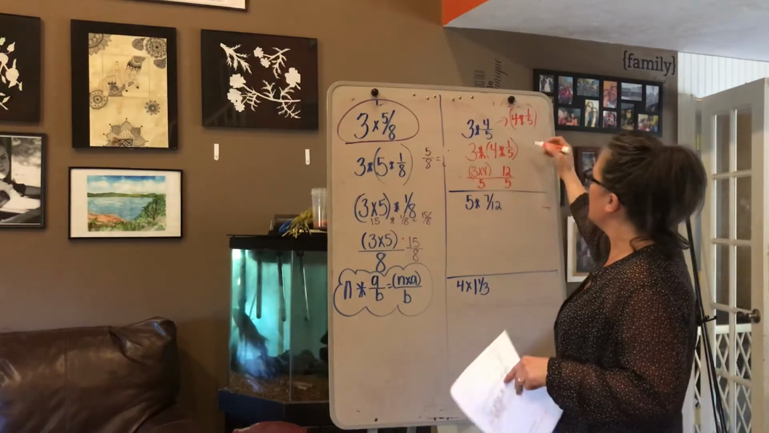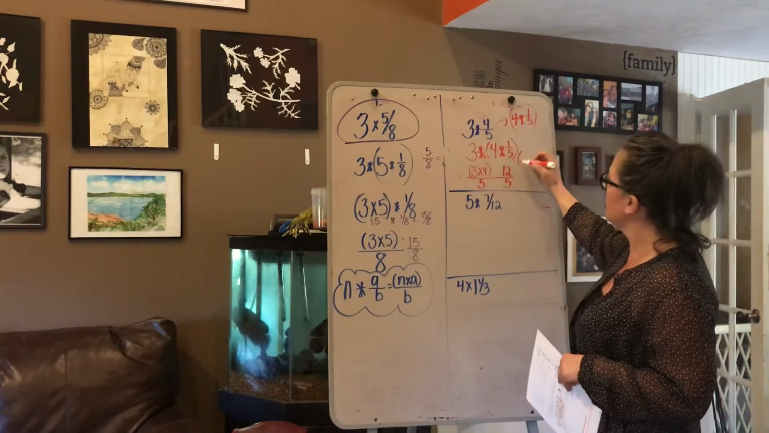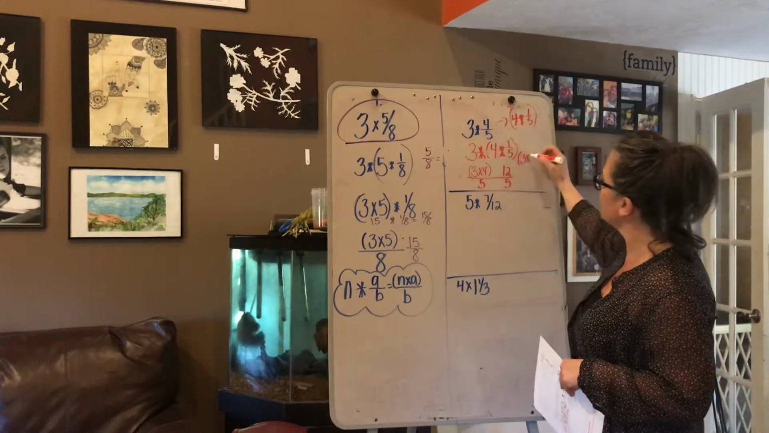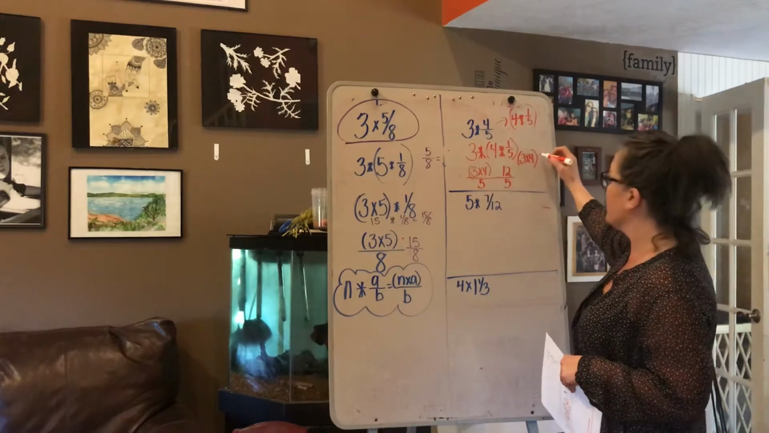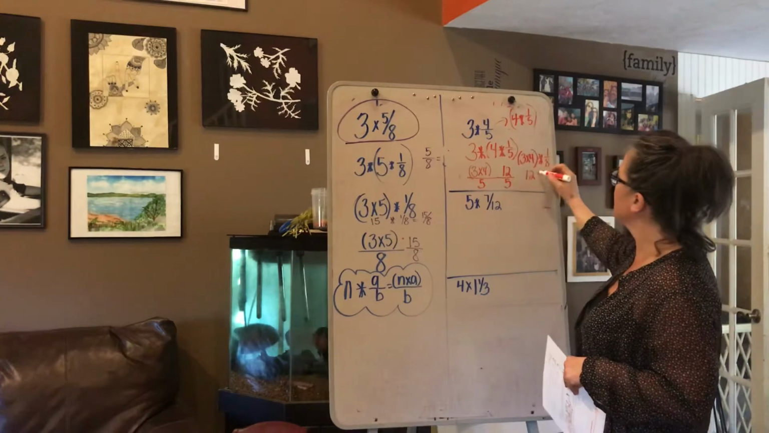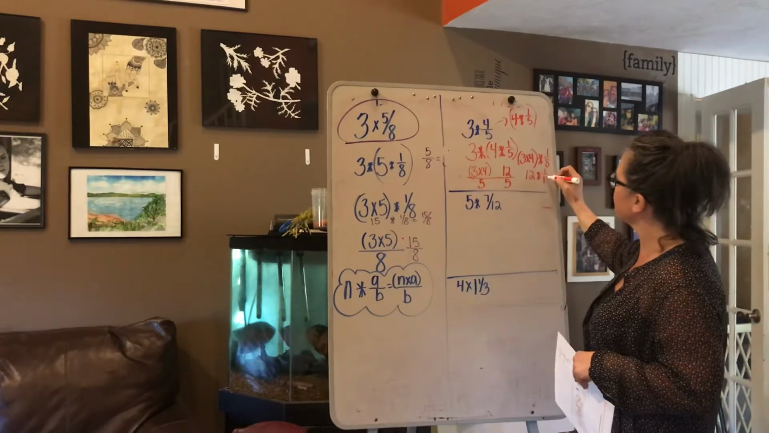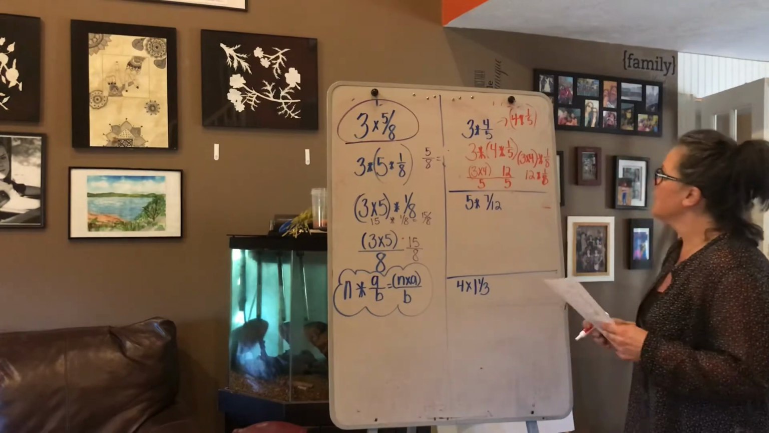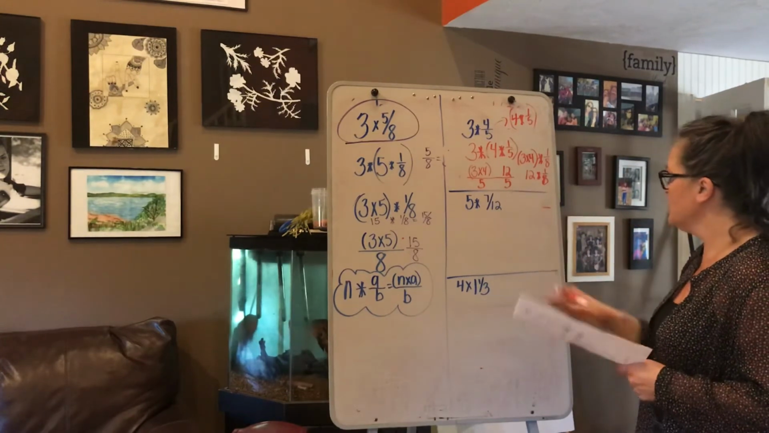12/5. And one other way is to take the whole number 3, take the numerator 4, do that first, and then multiply that by 1/5. So it would be 12 times 1/5. Okay?